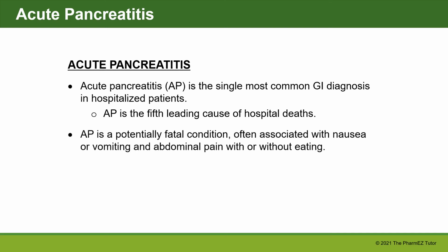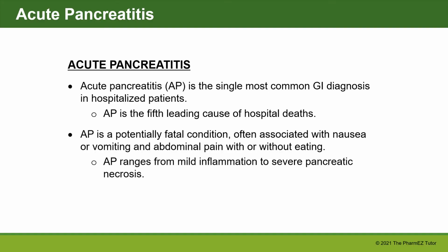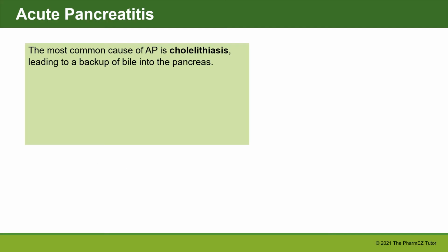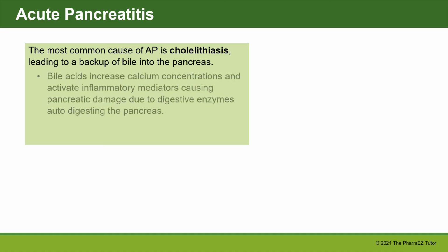Acute pancreatitis is a potentially fatal condition, often associated with nausea or vomiting and abdominal pain with or without eating. Acute pancreatitis ranges from mild inflammation to severe pancreatic necrosis. The most common cause of acute pancreatitis is cholelithiasis, leading to a backup of bile into the pancreas.